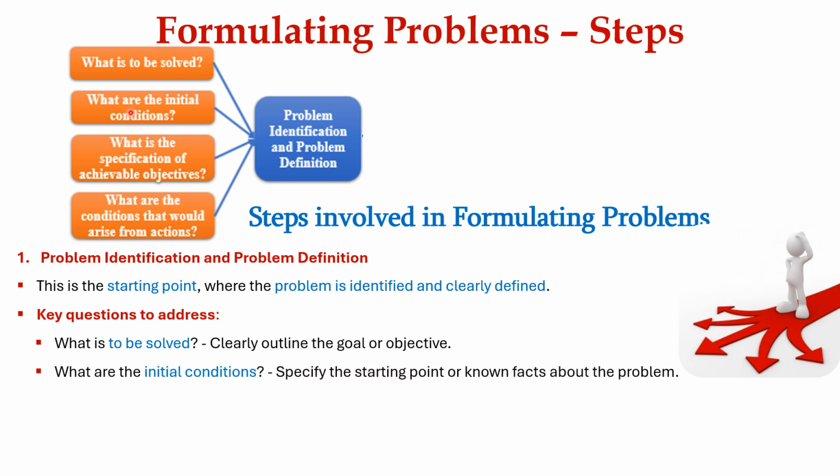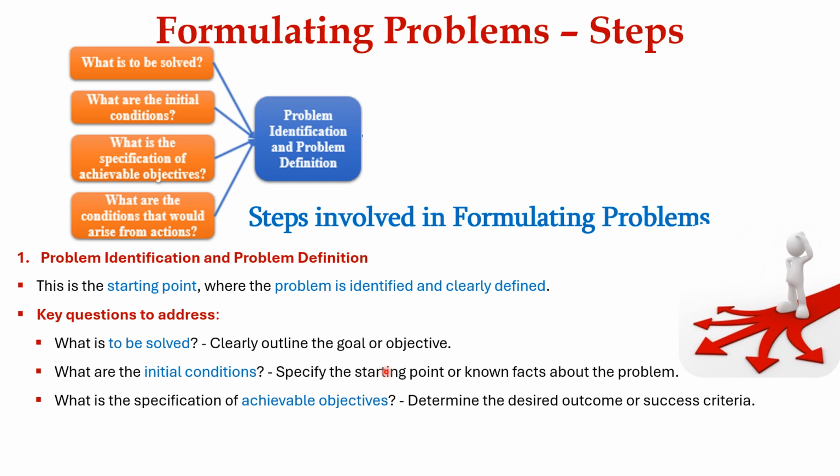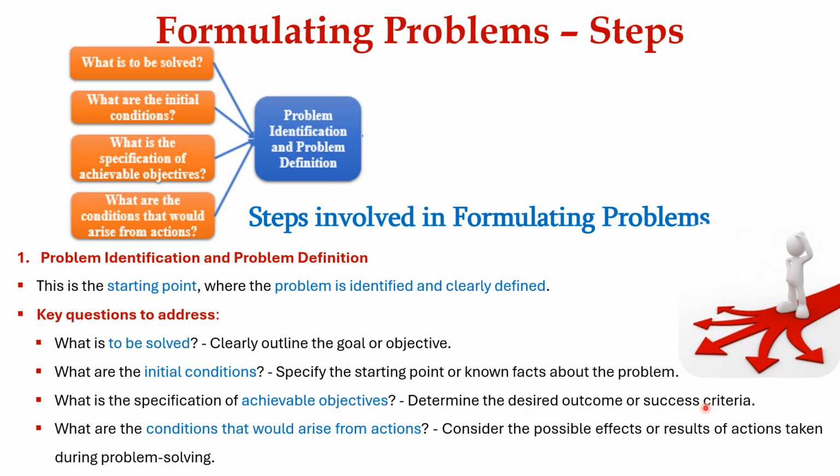The next is: what are the initial conditions? Here we specify the starting point or known facts about the problem. The next key question is: what is the specification of achievable objectives? Here we need to determine the desired outcome or success criteria. The next question is: what are the conditions that would arise from the action? So we have to consider the possible effects or results of each action taken during problem solving.